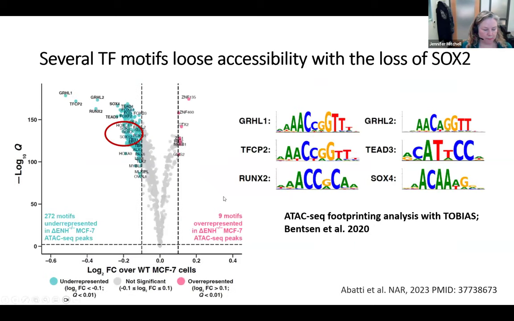And then to look a little bit more at the mechanisms, we looked at changes in the motif representation in open chromatin regions using a footprinting approach, using the program TOBIAS, which is published by Bentsen et al. And we found that largely it's a case of motifs being lost when you remove the enhancers and cause the reduced expression of SOX2, which again tracks with SOX2 mainly causing chromatin opening. And this allowed us to identify some key other transcription factors that the SOX protein is probably working with in this context to allow them to bind to previously closed chromatin.